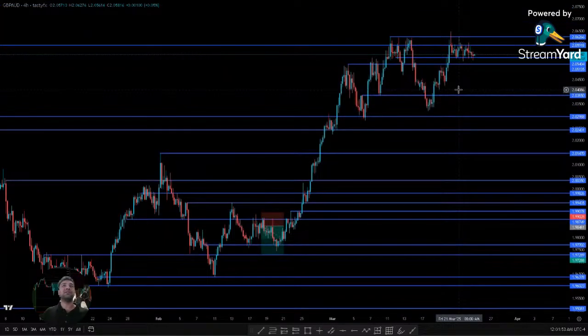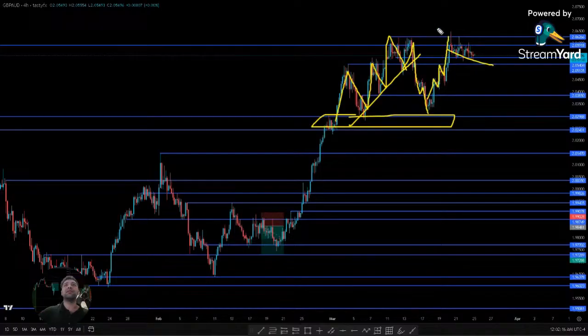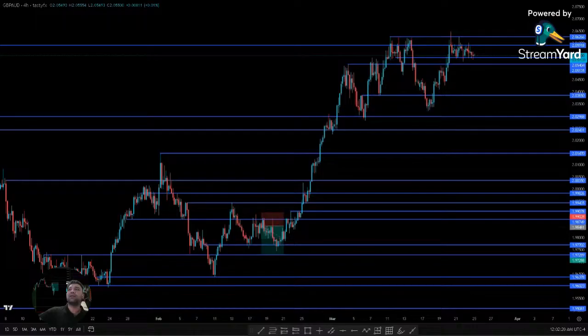GBP/AUD, similar structure, holding on the upper side around this point. We can see that these are the three patterns that formed. Then the weakness came around, touched around this point, and then again prices started pushing on the upper side, and now again building this momentum, might continue on the upper side like that.